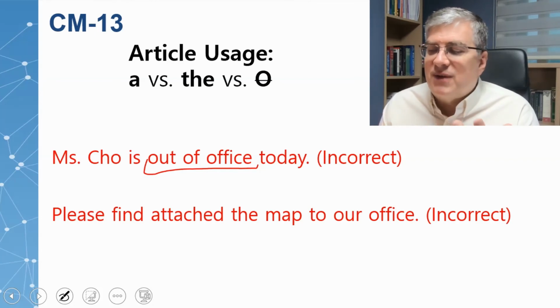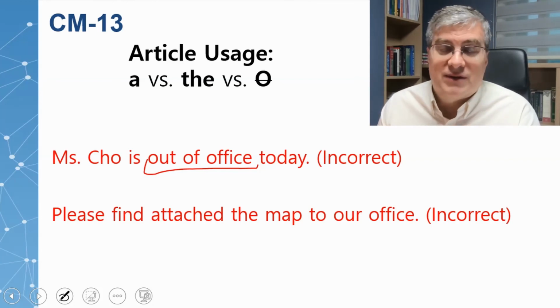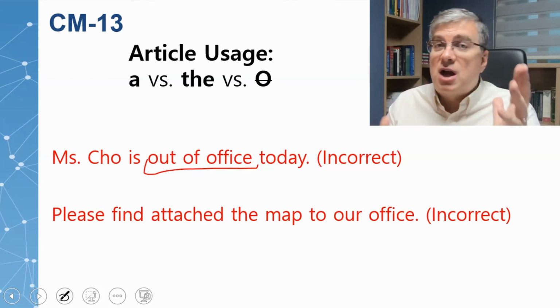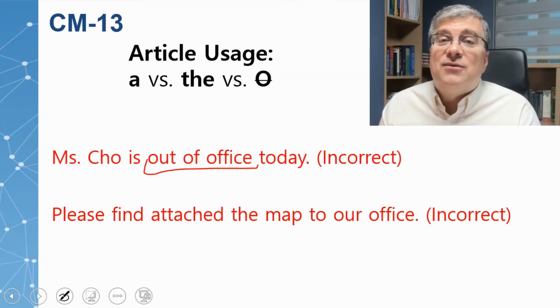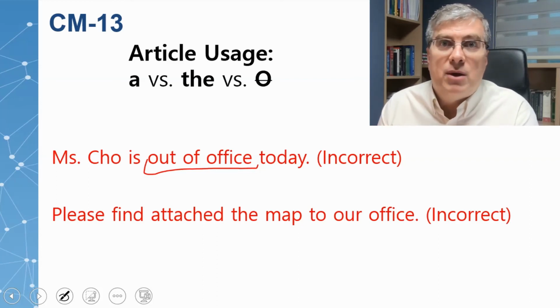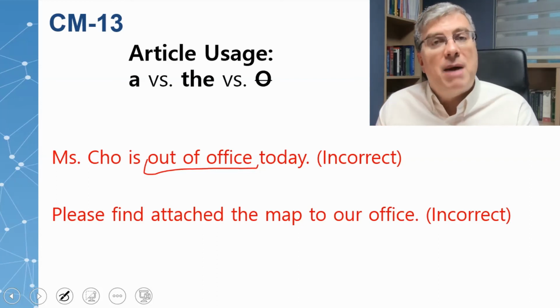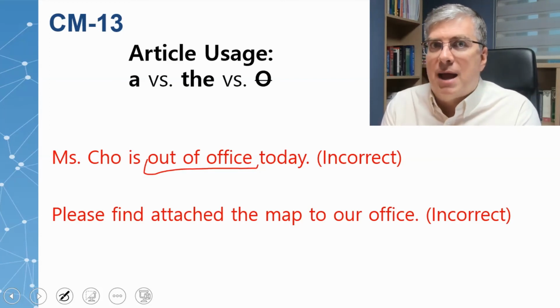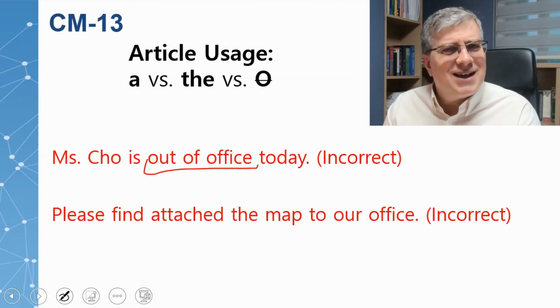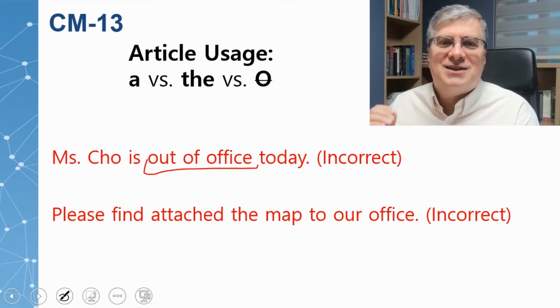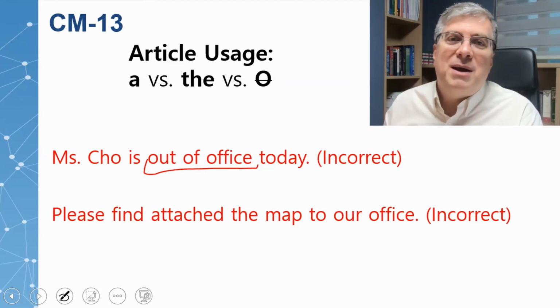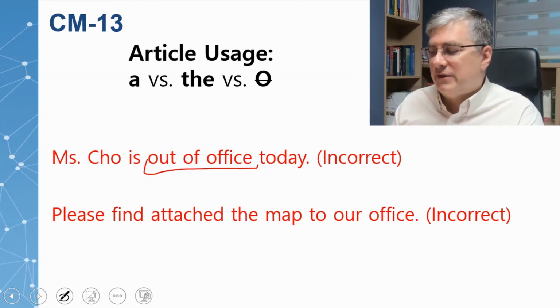You should write, please find attached a map to our office. There are many possible maps to your office in all shapes, colors, designs. You didn't send me the only map in the world. No, you just sent me a map, okay? So it sounds strange to say, please find attached the map to our office. It sounds odd because the map is this very specific reference. Only one, it's unique. But no, there are many possible maps to your office.